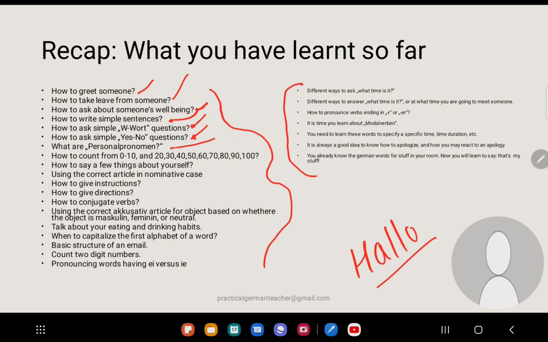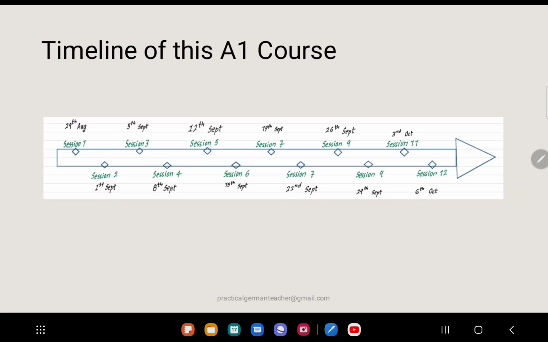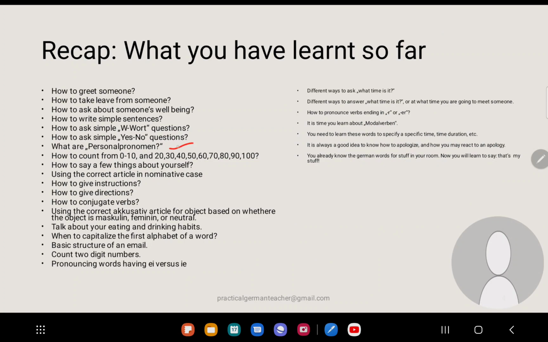Then you know about the personal pronouns. So in English, for example, you have I, he, she, it. In German we have er. For she it is sie. For it, it is es.